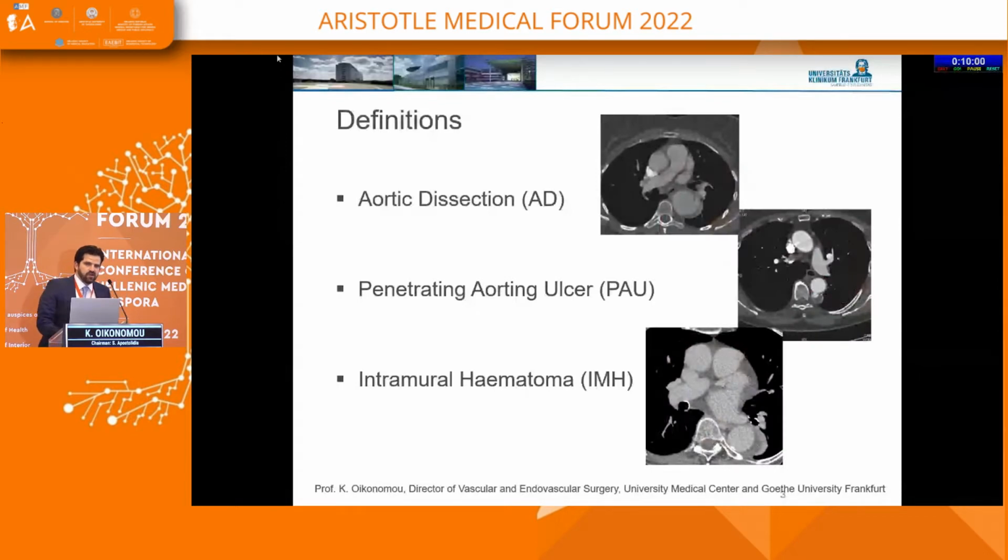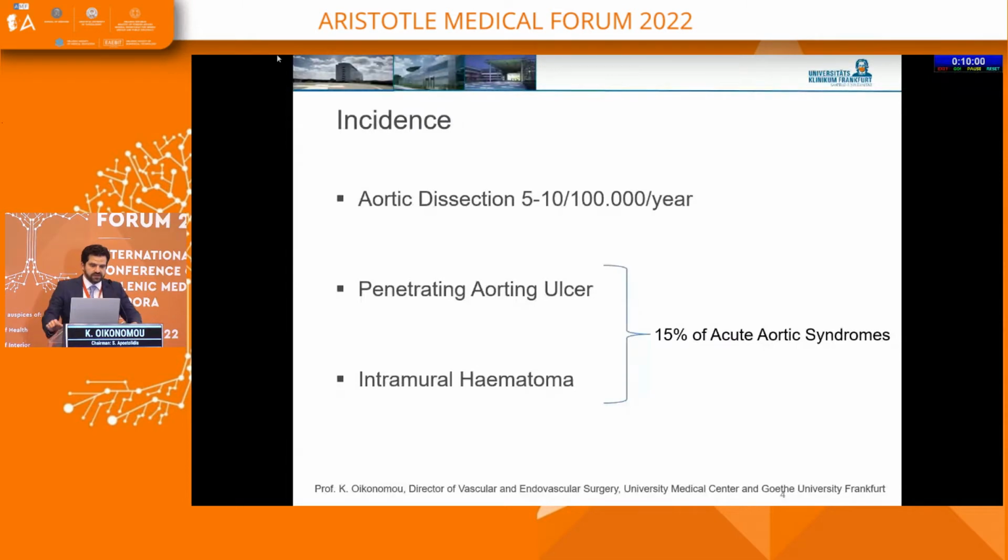Although it is not as common as the acute coronary syndrome, the acute aortic syndrome is a catastrophic medical condition, and it should be regarded in the differential diagnosis of patients presenting with acute chest pain. We are talking about 10 patients per 100,000 residents per year, and the majority of these cases are aortic dissections. Penetrating aortic ulcers and intramural hematomas account for about 15% of the acute aortic syndrome.